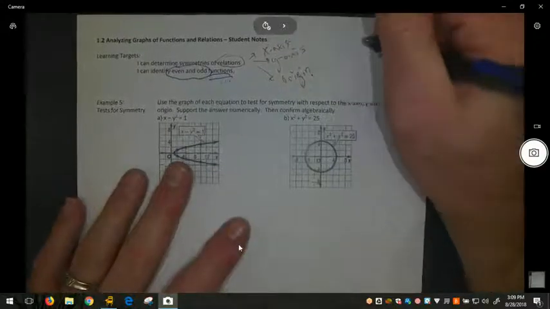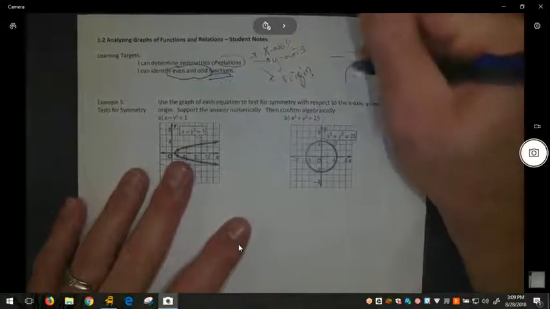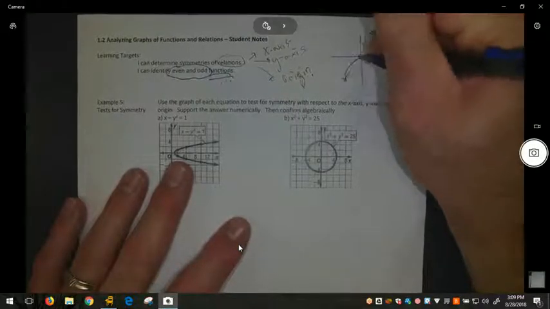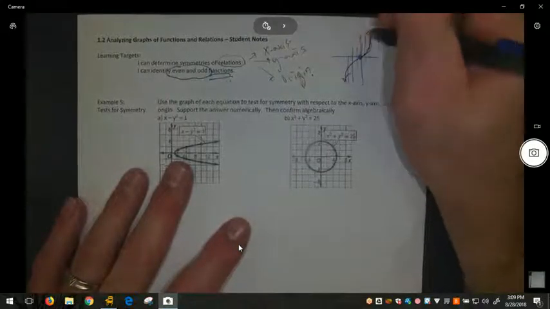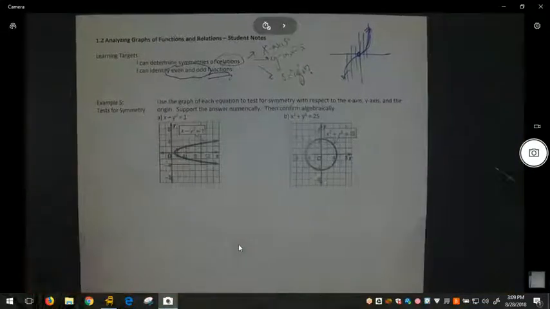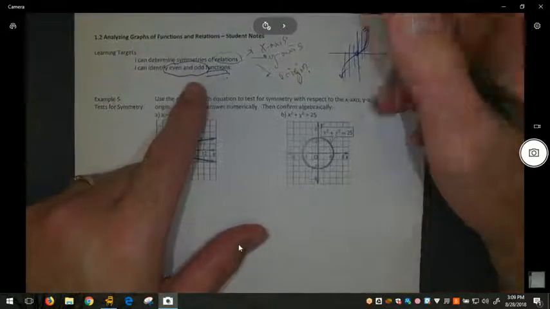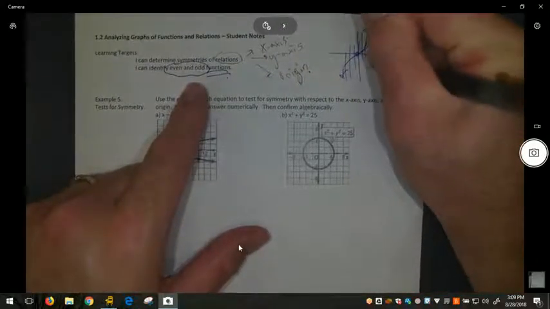For example, we can have a function that has symmetry with the origin. This function, if it was rotated 180 degrees, it is a function that passes the vertical line test. It would have symmetry. And that would be, we consider this to be an odd function.